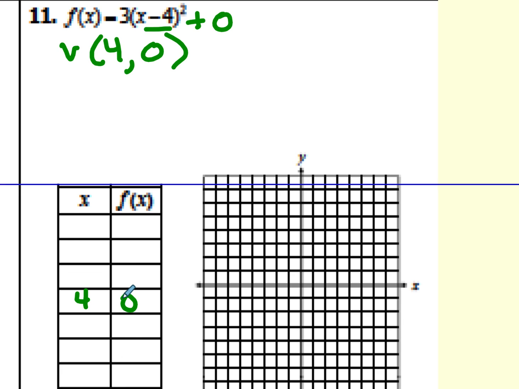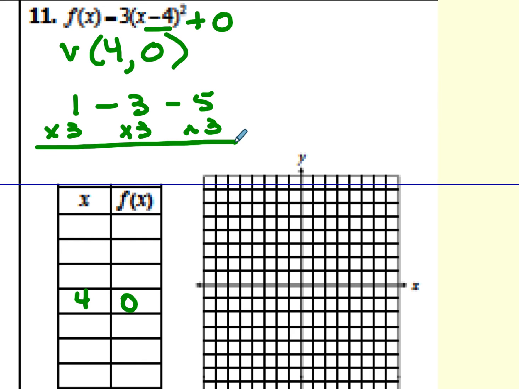Now this time, because it's a vertical stretch, when I use that 1, 3, 5 rule, I'm going to be multiplying each of these numbers by 3. So that means I'm going to go 3 away, 9 away, and 15. If a was a fraction, I would multiply by the fraction. My x coordinates are still 5, because 4 plus 1 is 5, and 5 plus 1 is 6. Then I subtract to get 3 and 2, and that's how I'm getting my x values.